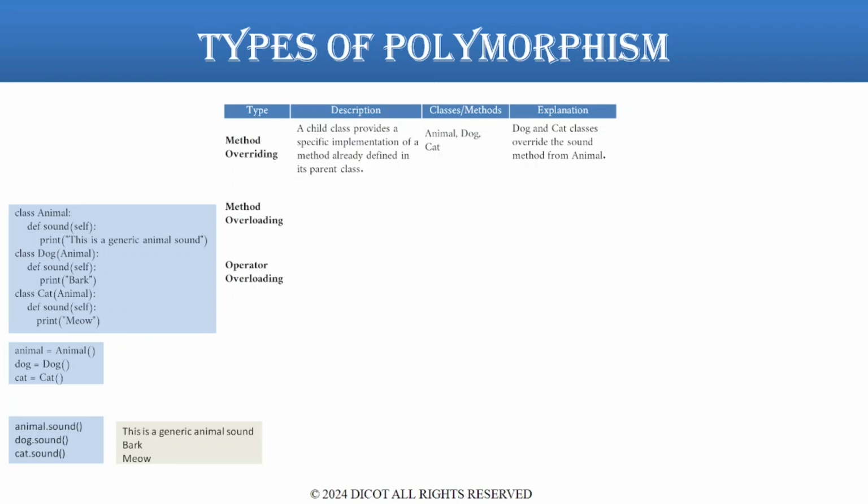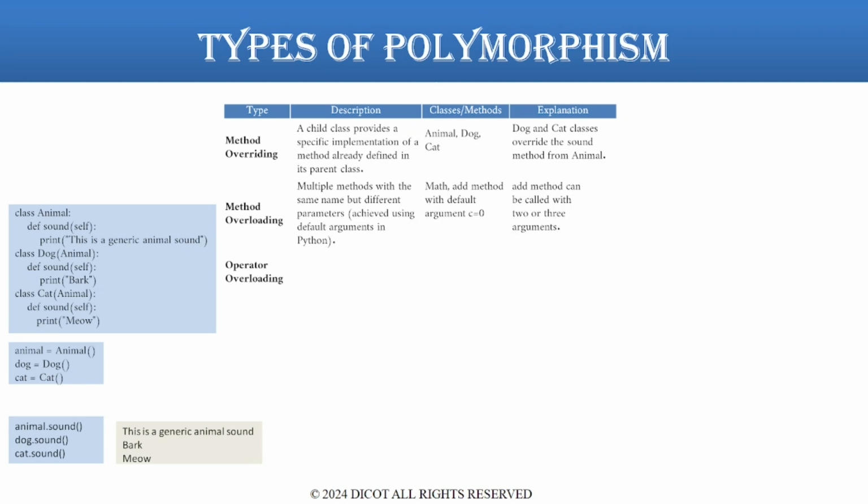Now, let's consider the second type, method overloading. Method overloading is nothing but multiple methods with the same name but different parameters. Method overloading using default arguments: Python does not support true method overloading, but we can achieve similar functionality using default arguments or variable length arguments.